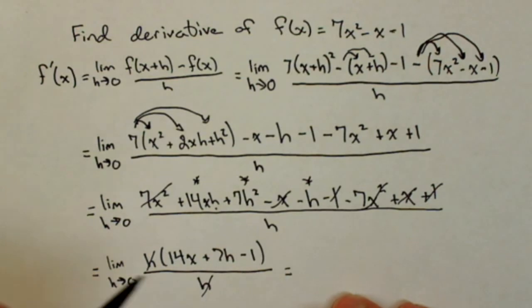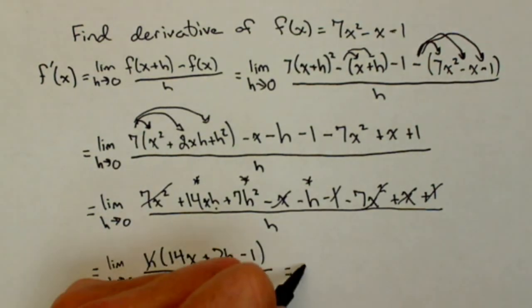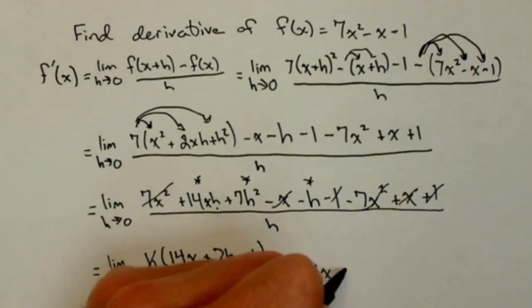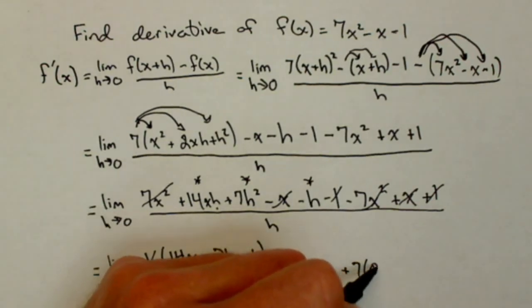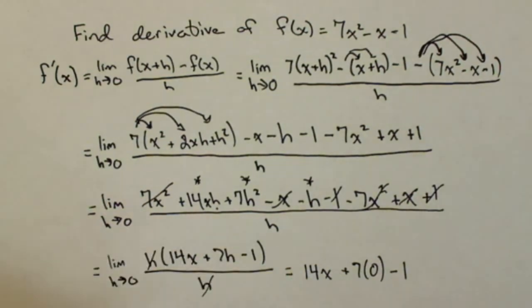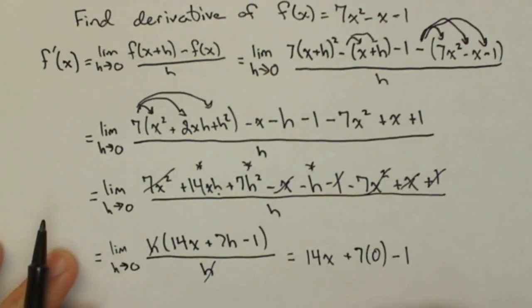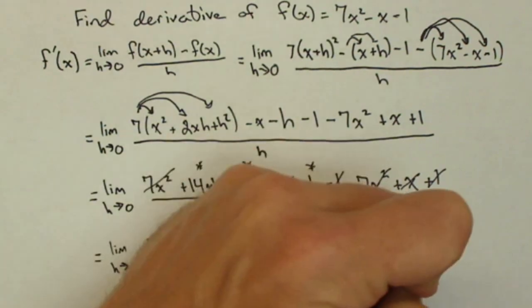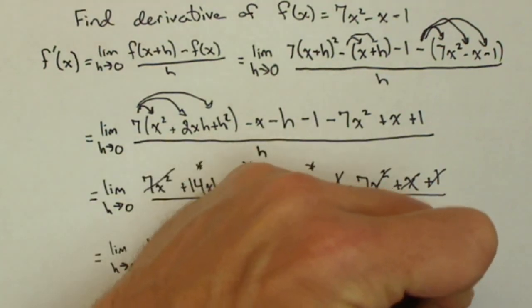Now I can take the limit as h goes to 0, which in this case is just plugging in, and I get 14x plus 7 times 0 minus 1. 7 times 0 is 0, so I get to my derivative of 14x minus 1.